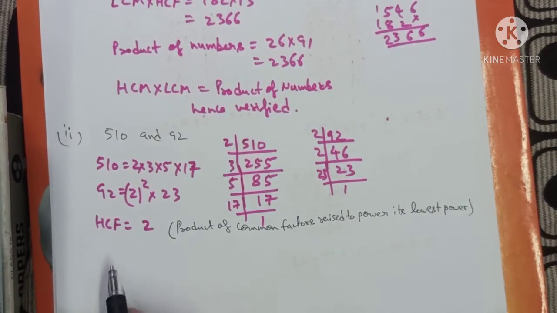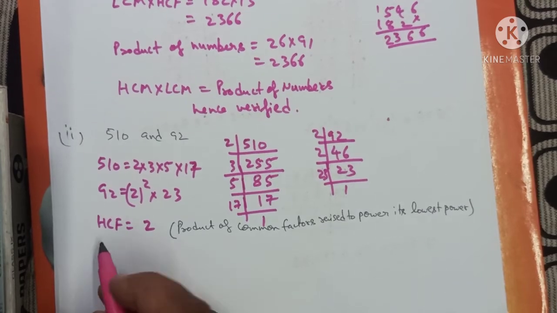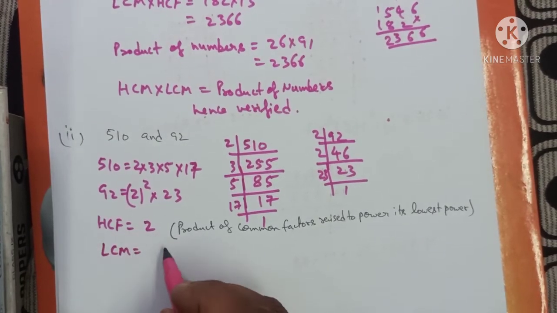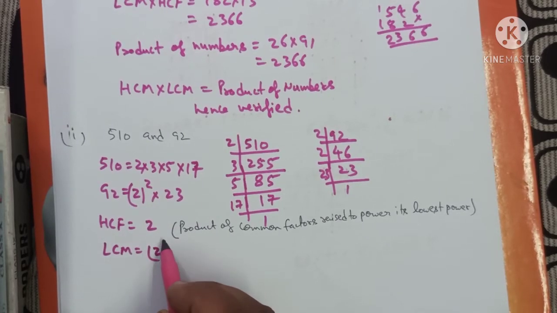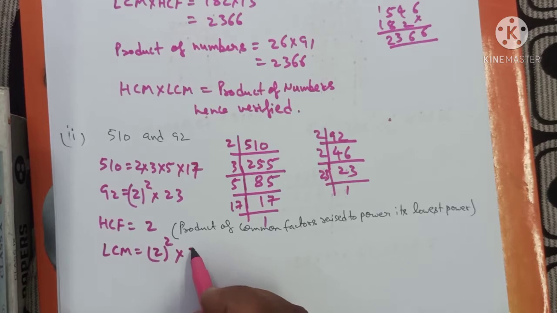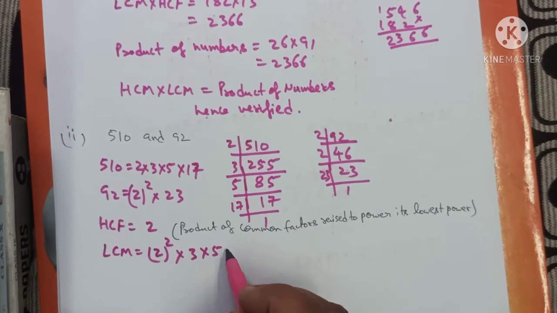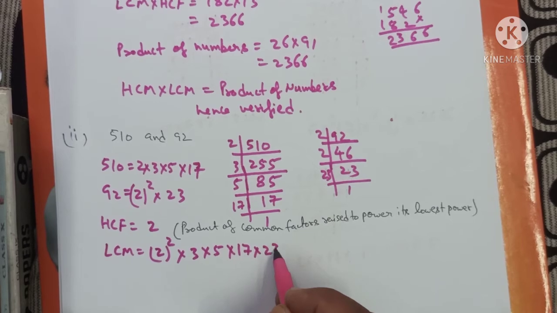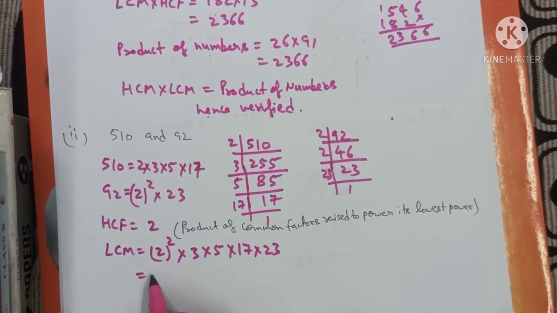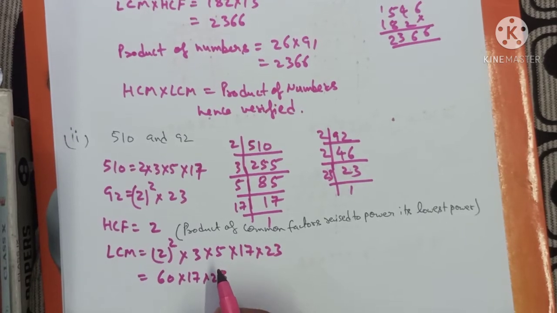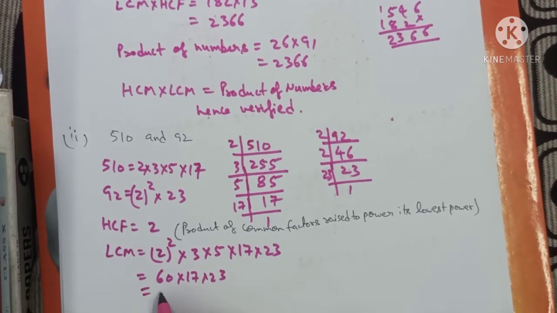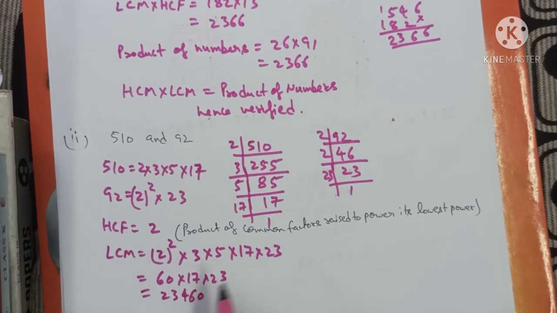Okay. And in case of LCM, it will be the product of common factors. Common factors are 2 raised to the highest power, multiplied by the non-common factors, 3 into 5 into 17 into 23. So on multiplication, 4 3 is 12, 12 5 is 60 into 17 into 23, we are getting LCM equals 23460.